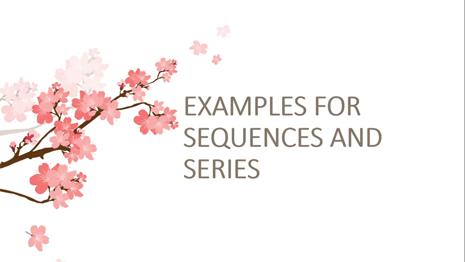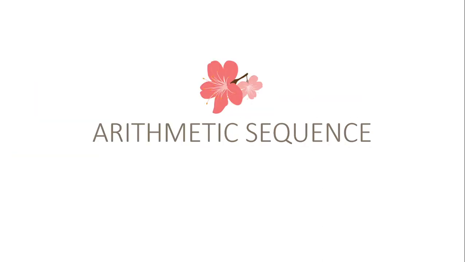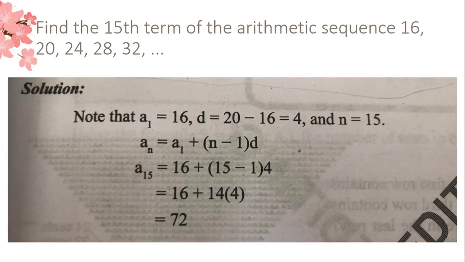So this time we will now proceed to more examples for sequences and series. We'll start first with the arithmetic sequence. For the arithmetic sequence, we have here example number 1. Find the 15th term of the arithmetic sequence 16, 20, 24, 28, and 32.